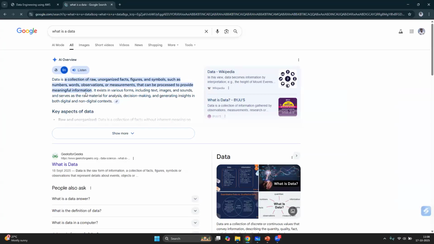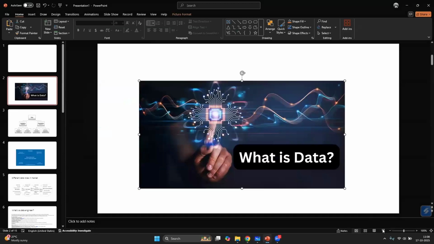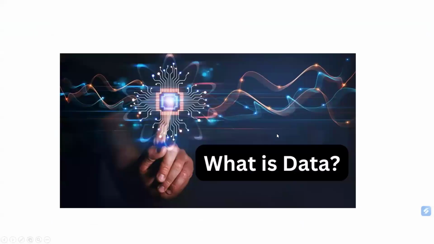What Google says is data is a collection of raw, unorganized facts, figures, or symbols, such as numbers, words, observations, or measurements that can be processed to provide meaningful information. Okay. So basically, the data can be of any form. It can be numbers, characters, symbols, pictures, videos, anything that is in a raw format is called data.